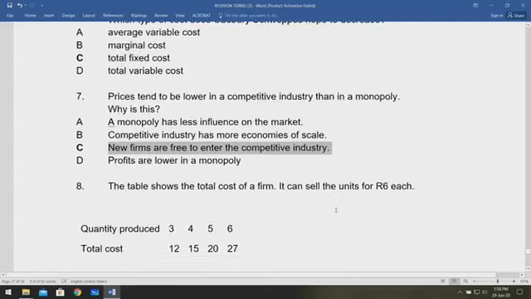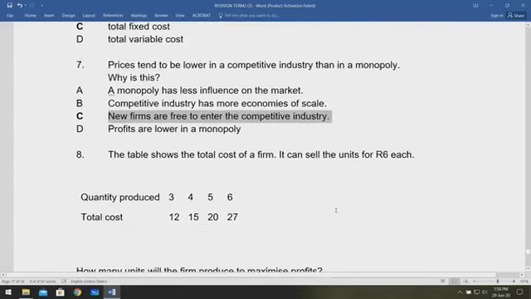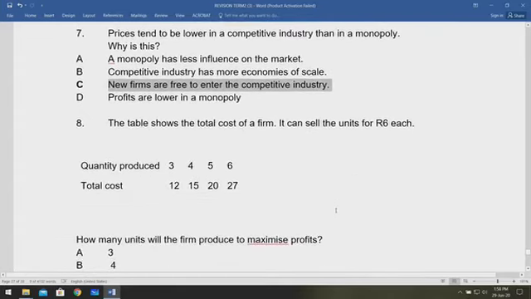Once again, we've got a table showing the cost and it's selling for 6 Rand again. How many units will the firm, you see, same kind of table, but a different question. How many units will the firm produce to maximize profits? Okay, so let's go see.